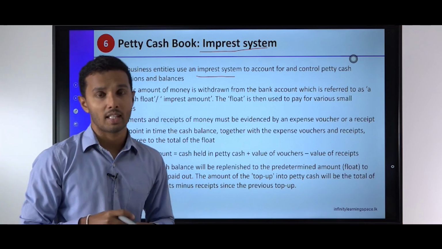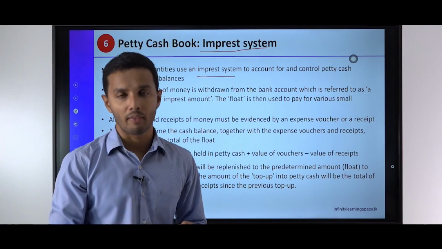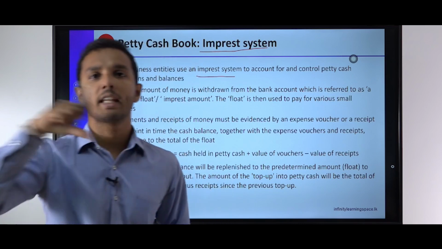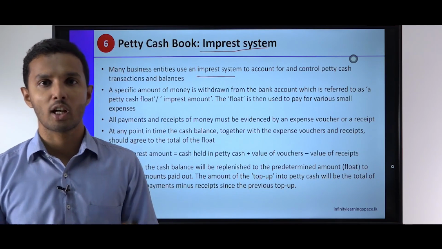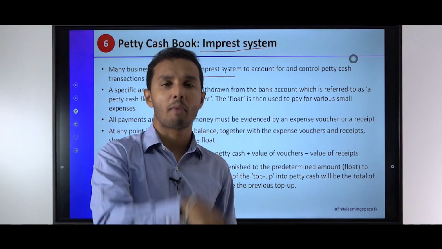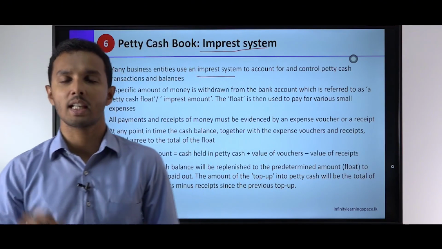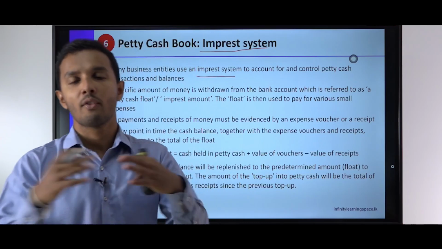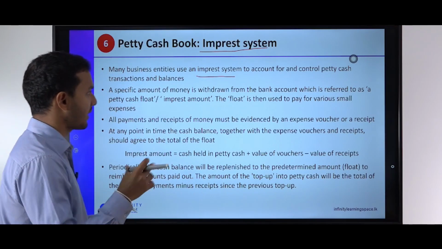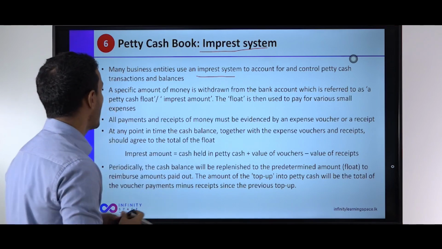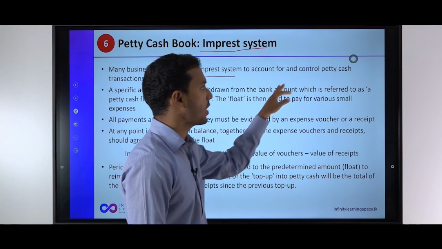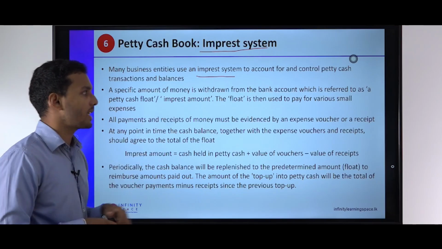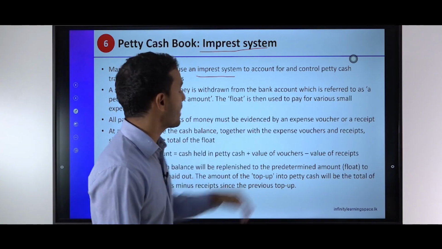Now in an imprest system, what happens is at the beginning of a month, a specific amount of money will be withdrawn from the main bank account of the business and given to the petty cashier. So the main cashier, the person in charge of the main cash book, will withdraw a specific amount of money from the main bank account and give it to the petty cashier and tell the petty cashier, okay, let's say here's 1,000 rupees for you to manage all your petty cash expenses for this month, right? So that specific, fixed amount of money is what we call the petty cash float. A specific amount of money is withdrawn from the bank account, which is referred to as a petty cash float. So that amount of money is what we call the petty cash float or the imprest amount. The float is then used to pay for various small expenses.